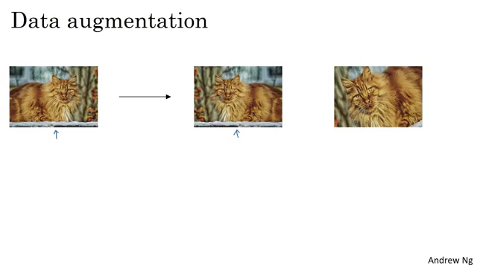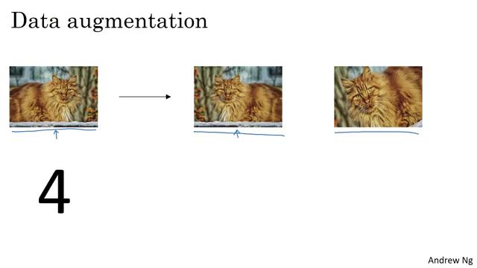And by synthesizing examples like this, what you're really telling your algorithm is that if something is a cat, then flipping it horizontally is still a cat. Notice I didn't flip it vertically because maybe we don't want upside down cats, right? And then also maybe randomly zooming into part of the image is probably still a cat.